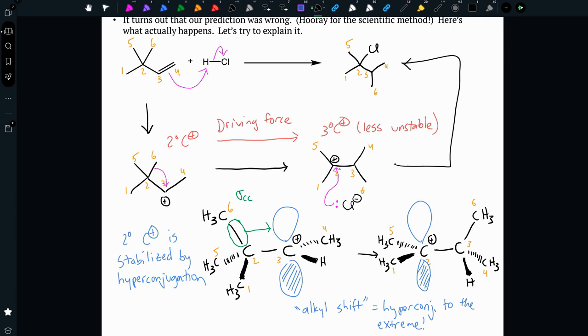And that will make this product. Students often ask, well, why doesn't the chloride attack before the alkyl shift happens? And that's a great question.